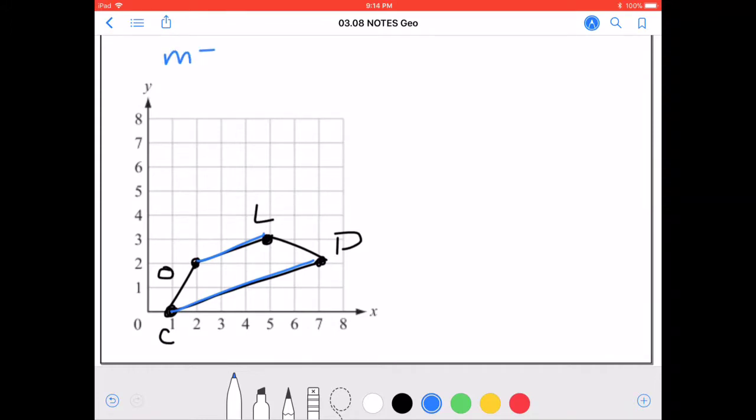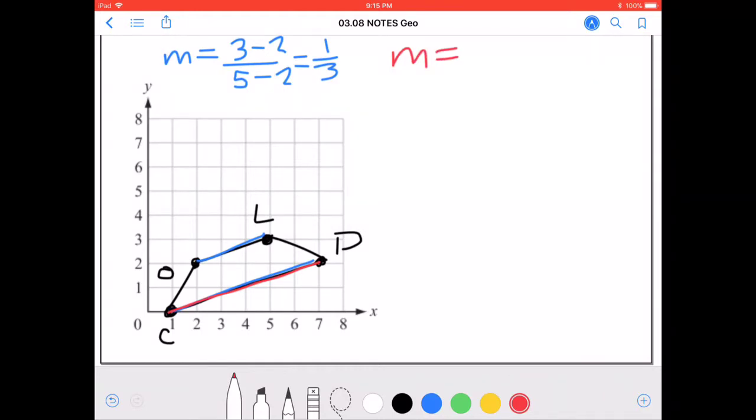Alright, the slope, we're going to look at OL first. We'll use L as x2 and y2. So that would be 3 and then 5 for x at the bottom. And then O would be our x1, y1. So we would subtract our y value, which is 2, and then subtract our x value, which is also 2. So for this, we get 1 over 3. No need to reduce here. So we're good. Let me color in the bottom one different, so that way we can change our colors up and know what slope we're finding.